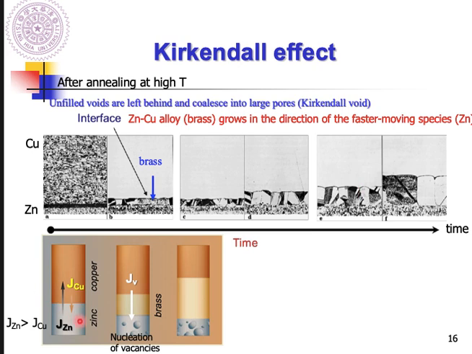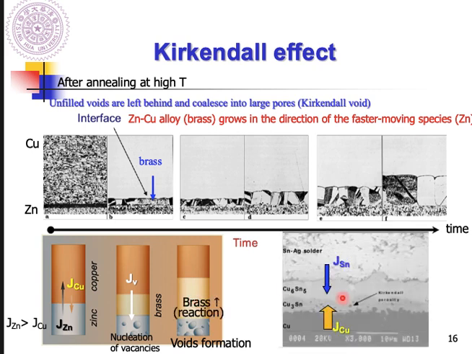If you check the schematic here, it is the same idea. Because there is a vacancy flux downward, you can observe some voids form on the zinc side, so we can observe the void formation. The interface actually moves downward, and in the meantime we can observe the brass get thicker and thicker. This result also confirms what we predicted in the previous slide.